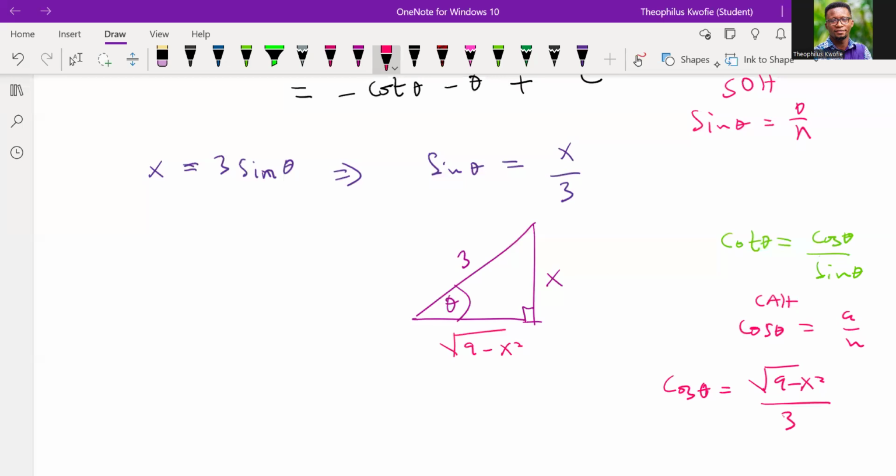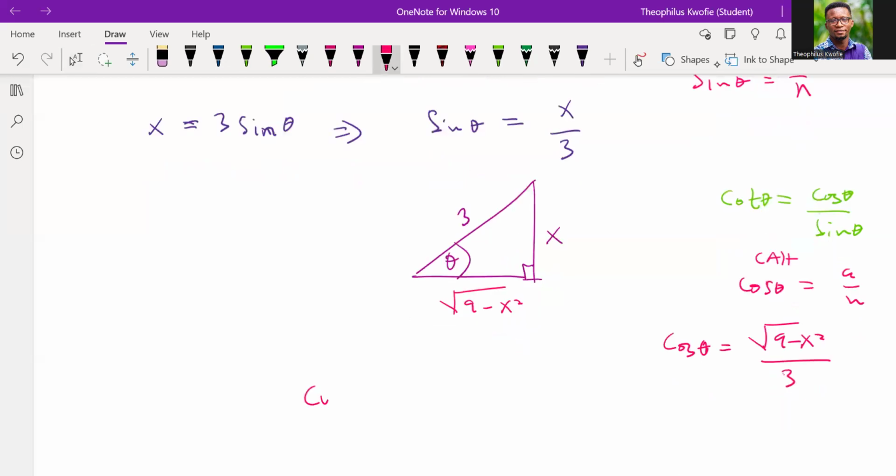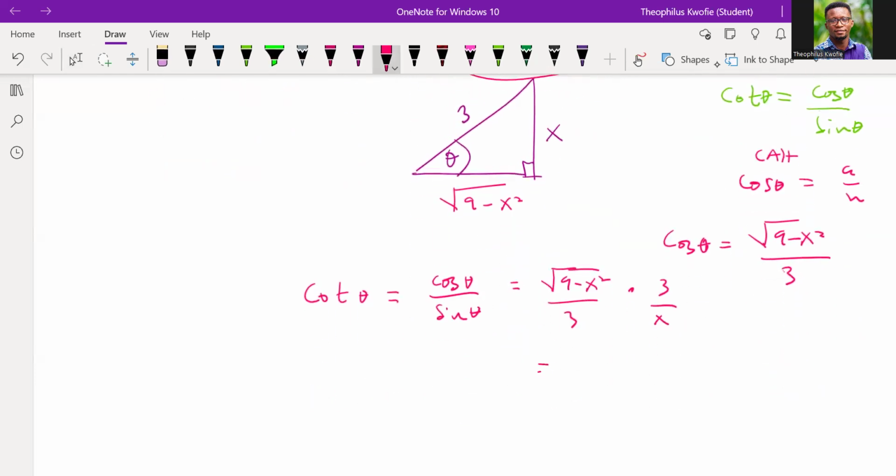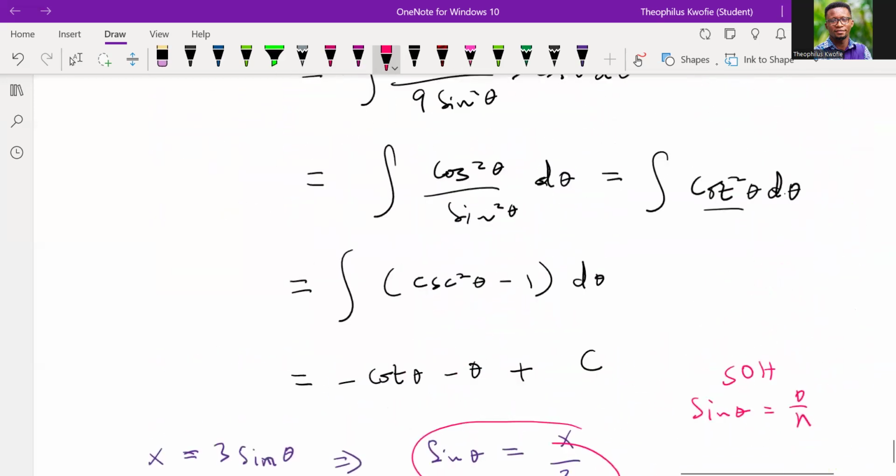All right, so now my cot theta is cosine theta over sine theta. My cosine theta is the root of 9 minus x squared over 3, divided by sine theta. When we divide, we have sine over here, so we can reciprocate it, and that gives us 3 over x. So we have the root of 9 minus x squared over x as our cot theta. So we have to bring it back.